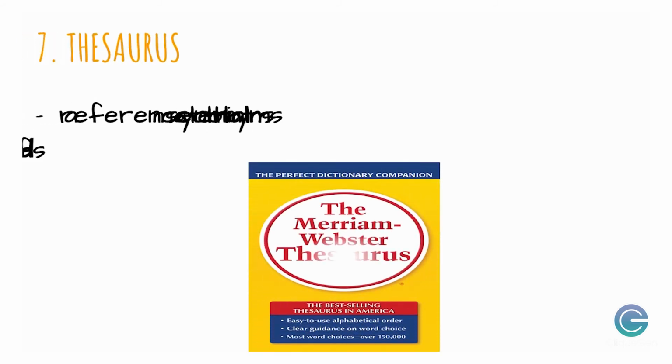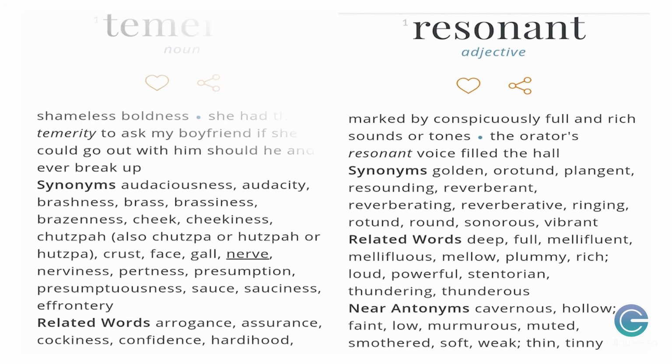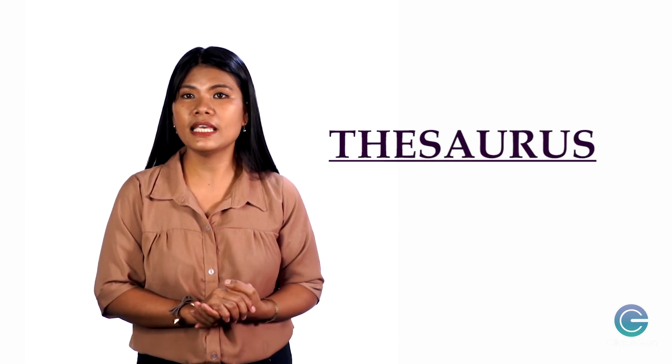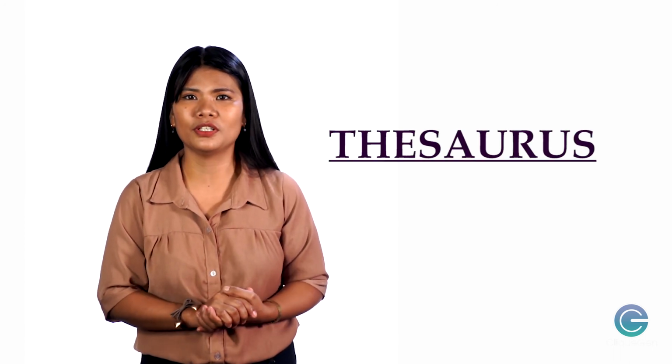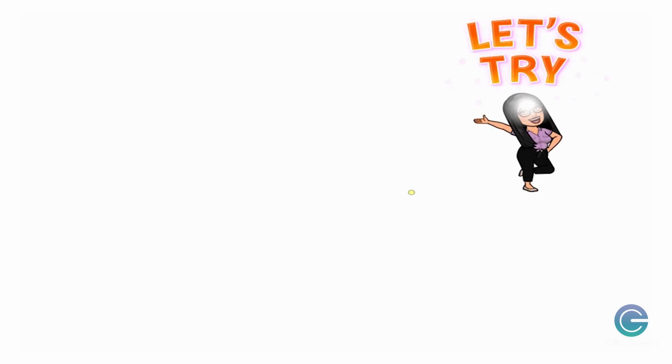Next, number 7, the thesaurus. It is a reference material that contains synonyms of words and other information. It comes with a simple word definition, synonyms, antonyms, and related words in alphabetical order. Just be careful not to overuse a thesaurus by picking out any word to replace a simple word. The main purpose of a thesaurus is to distinguish related words and choose the most appropriate word according to your intention. Now, let us try to answer these.